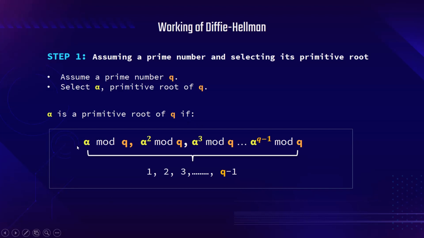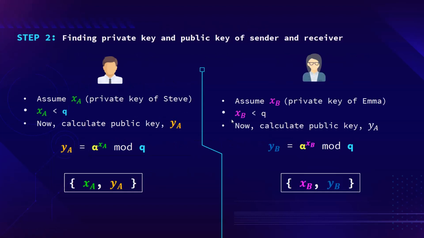If we take alpha mod q, alpha squared mod q, and alpha cubed mod q, until alpha raised to the power q minus 1 mod q, whatever values these give would range from 1 to q minus 1, then only do we say that alpha is a primitive root of q. So this is the condition required for the primitive root. Now after finding alpha and q, they will decide alpha and q commonly between Shiv and Emma.